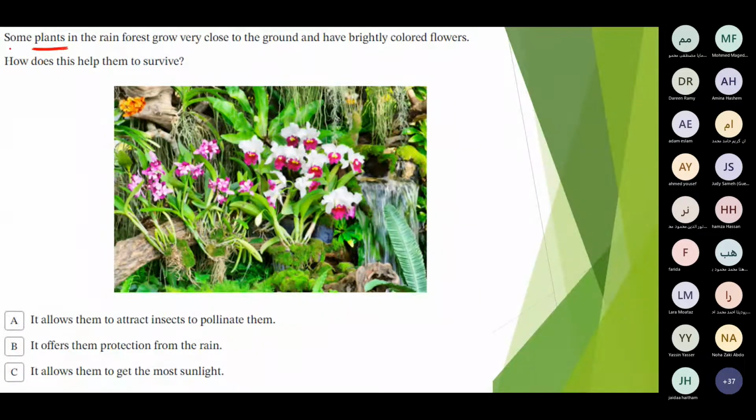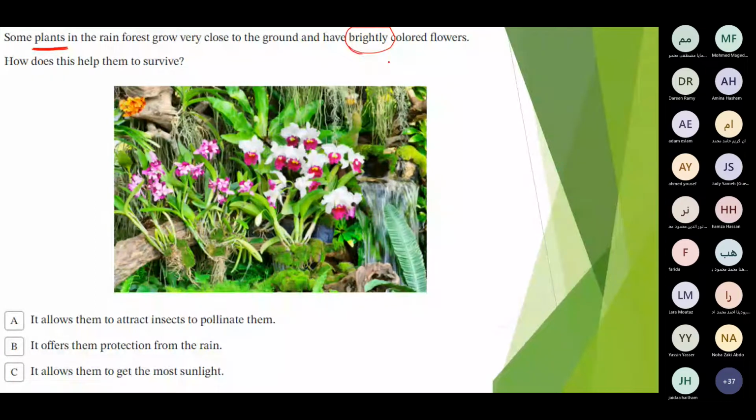Some plants in the rainforest grow very close to the ground and have brightly colored flowers. What does bright colors mean? Are they dark? No, so not dark. Bright colors means not dark. We call them light colors or bright colors. Not dark, not dim. They are light and beautiful colors.